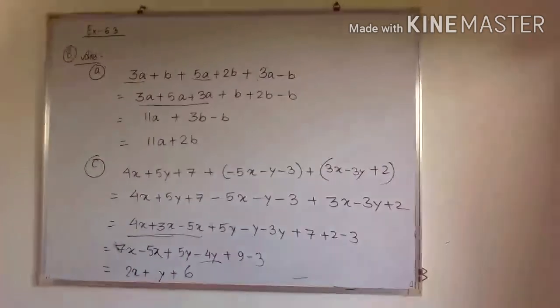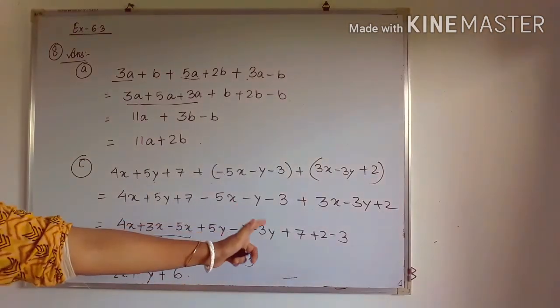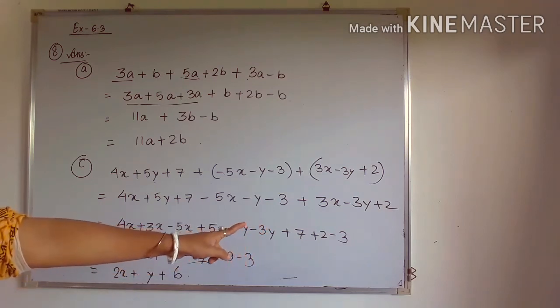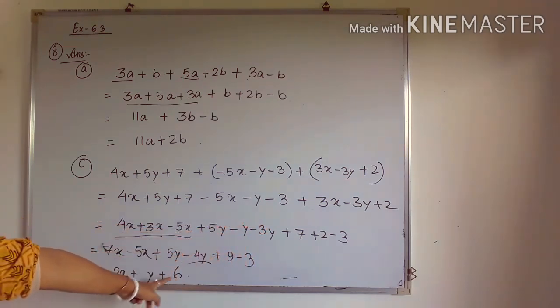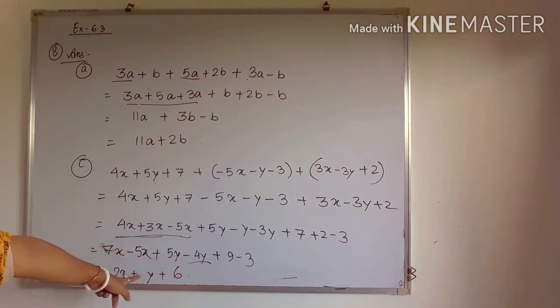Then the constants: 7 plus 2 is 9. So 9 minus 3 is what? 9 minus 3 is 6. So here it is plus 6. Okay. And 5y minus 4y is 1y, or we can say y, and 7x minus 5x will be 2x.